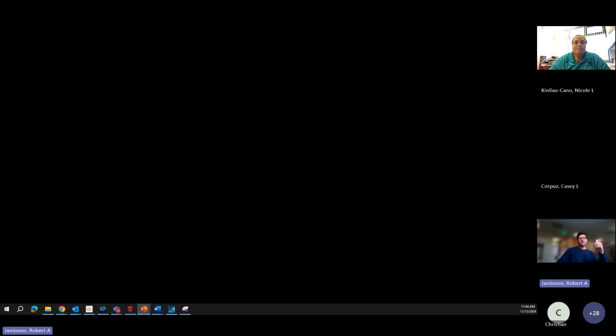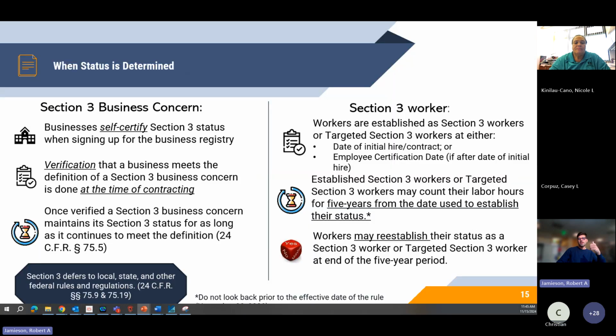And again, they would be getting those wages at the project, but the question is how much that employee actually made that fiscal year. I'm going to the establishing worker status, right? So first of all, these don't have to be new hires for Section 3.